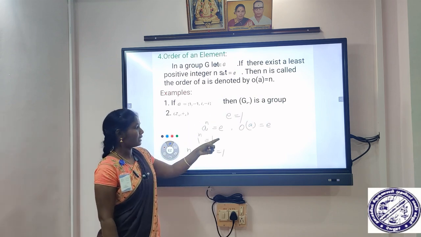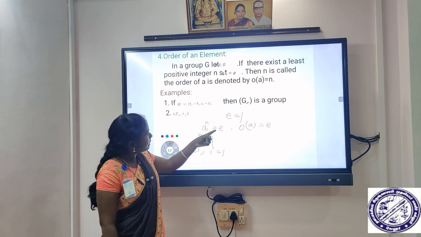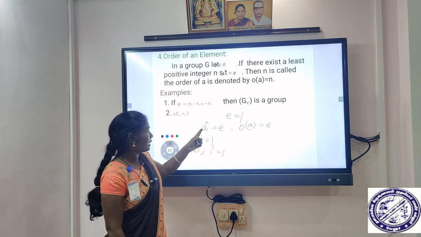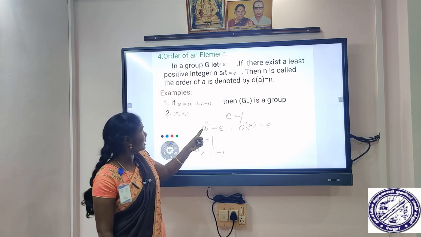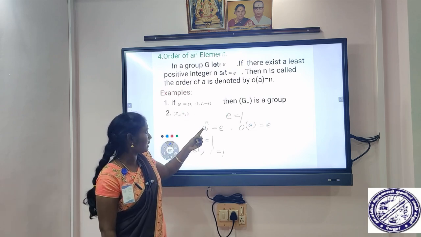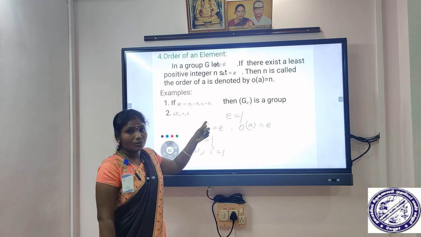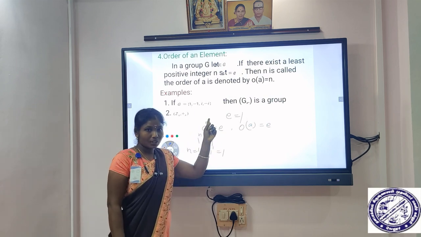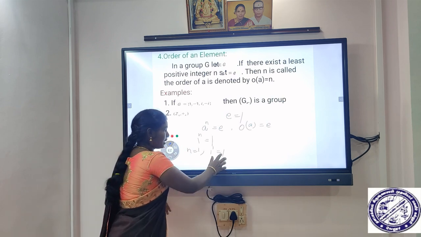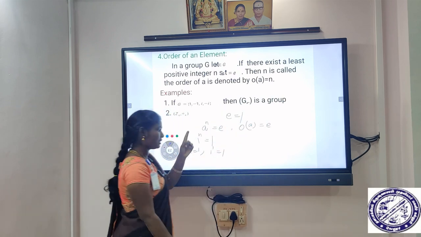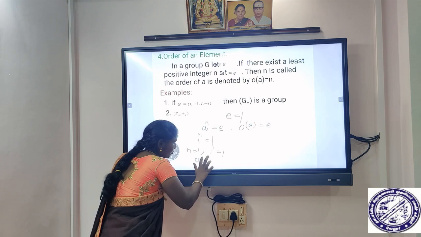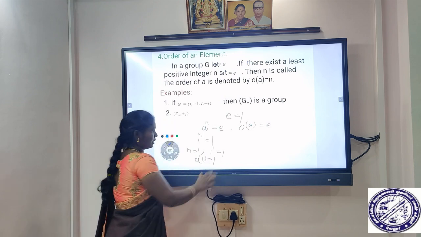So what are the conditions for the order of an element? I can choose one element in the given set, and as the power value is increased, we get the identity element. So 1 is the identity element of the given set G. So order of 1 equal to 1.